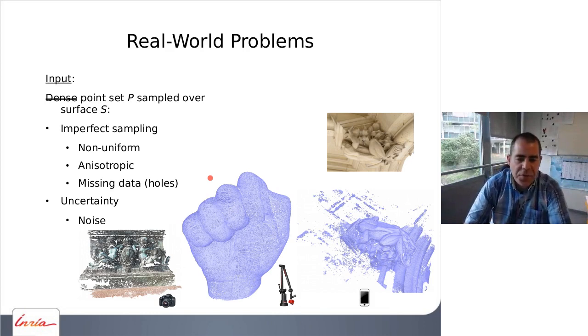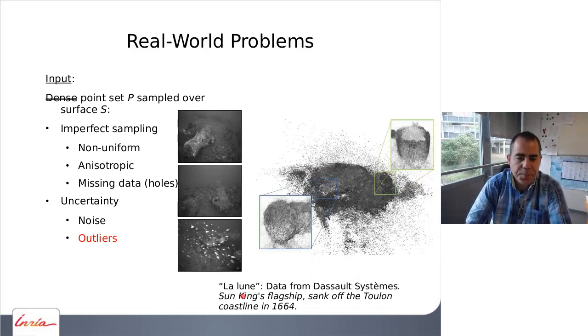And of course, robustness is motivated by real-world problems in which the input is not really a dense point set. It's just a point set that is highly imperfect sometimes, in terms of sampling: not uniform, anisotropic, missing data, uncertainty, and noise. And you can have a lot of different noise due to the acquisition system, and so on. So this is also an extreme case. You can also have outliers.